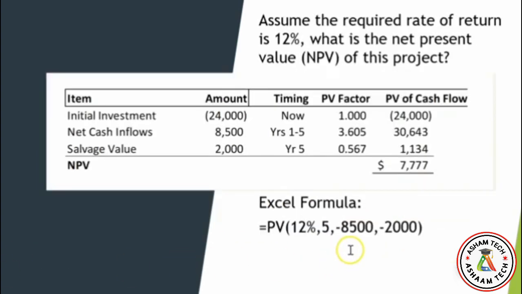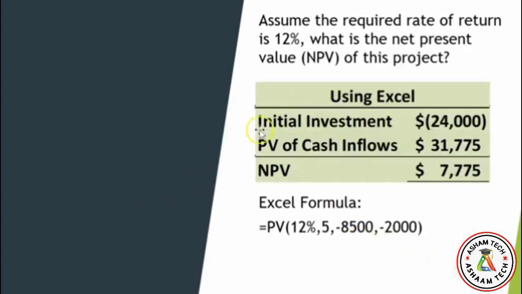I can also do this in Excel. The Excel formula is PV open parentheses 12%, 5 periods, minus 8,500, that's the payment, minus 2,000, that's the future value. And then I usually have this little table when I use Excel. So the initial investment is minus 24,000. The present value of the cash inflows, 31,775, and that number is this formula. And then of course I net those together to get 7,775, so it's slightly different than the other one, and this is actually the more accurate of the two.